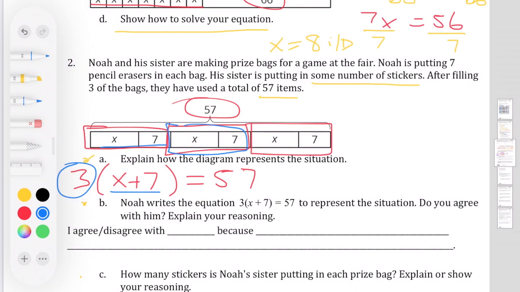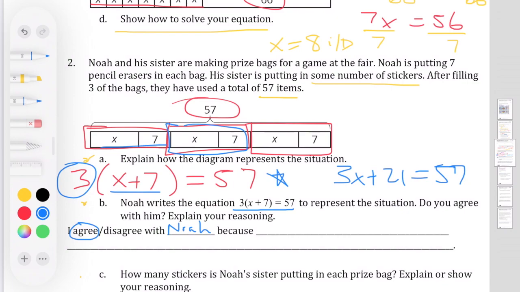Now Noah writes the equation 3 times (x plus 7) equals 57. Well, that matches up identically to what we wrote down right here to represent the situation. Do we agree or disagree? Well, I'm going to agree because that's how I did it. Now some of you could have distributed and gotten 3x plus 21 equals 57, and you could say you disagree with Noah. That's okay, but understanding that these both represent the same thing, or to a certain extent represent each other, that's what we want you to realize if you did write that.